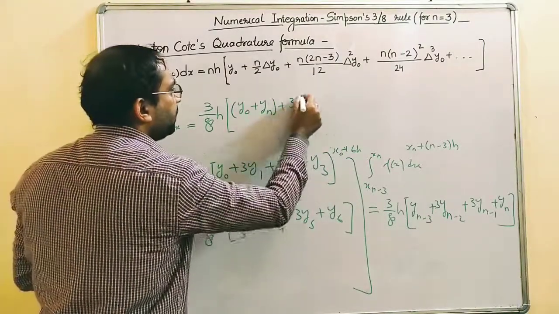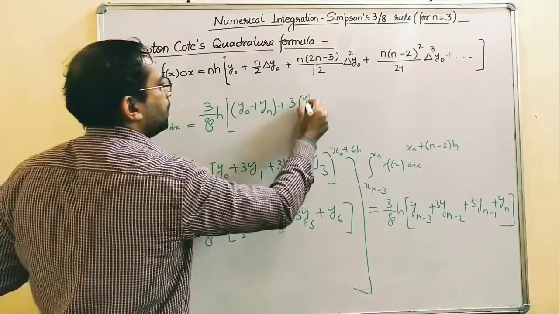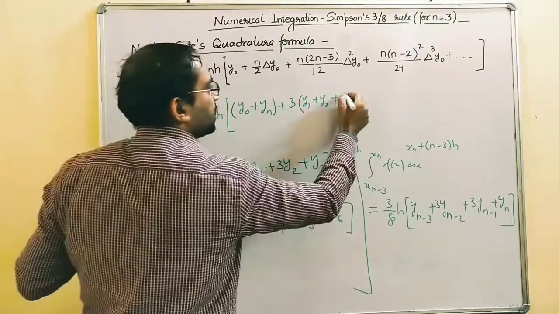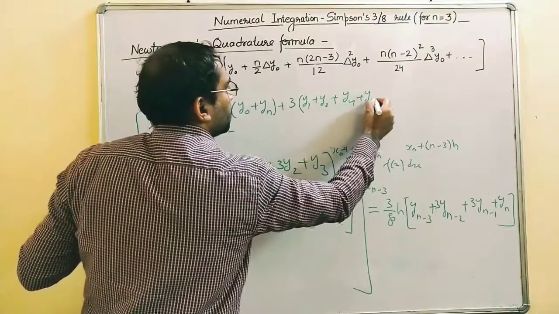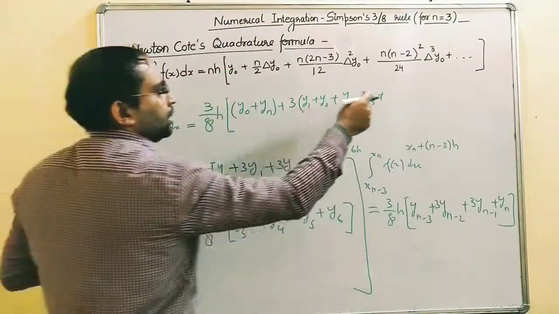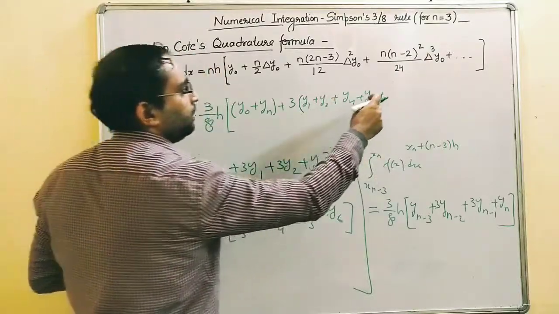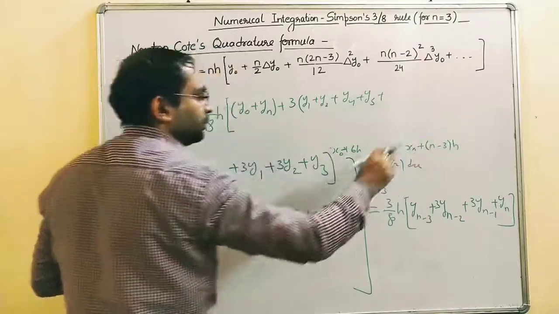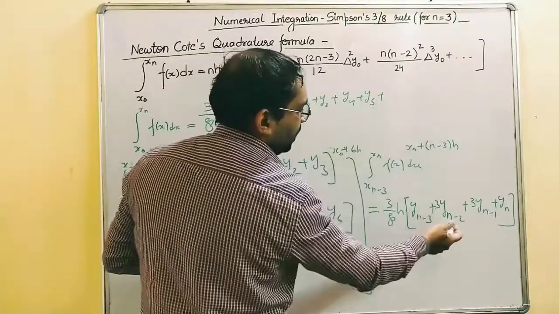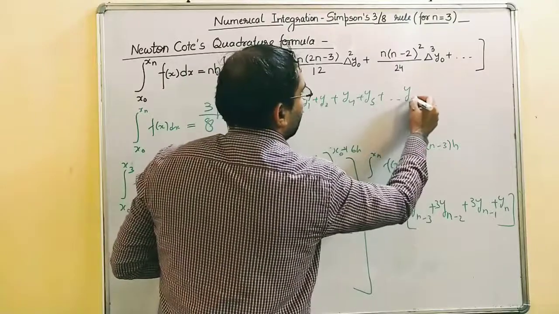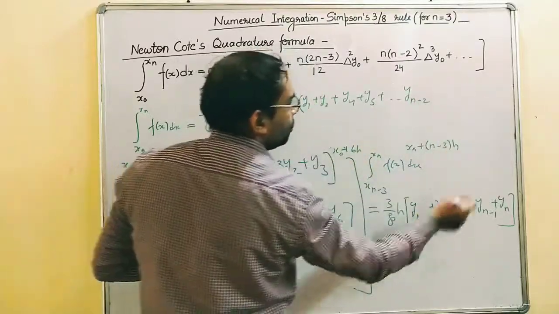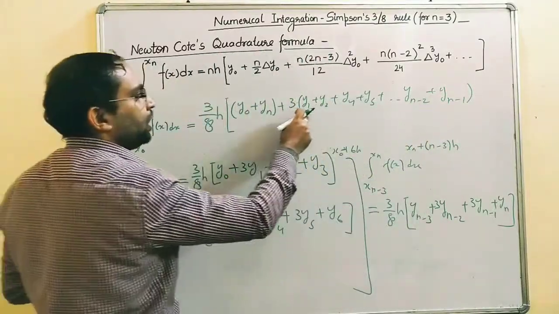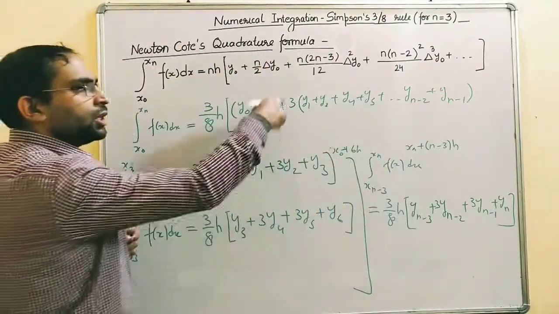So let me write 3, and inside that I'll have y1 plus y2 plus y4 plus y5, then the next term would have been y6, which will not be here, so that will be y7 and y8, where y9 will not be here, y10 and y11 and so on. And in the last we can see that this is yn minus 2 plus yn minus 1. So this will move from y1 to yn minus 1 with some missing terms.